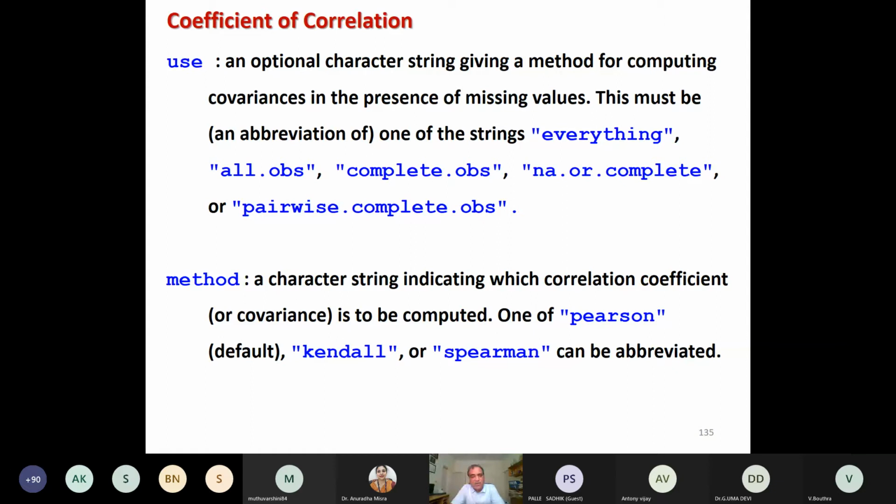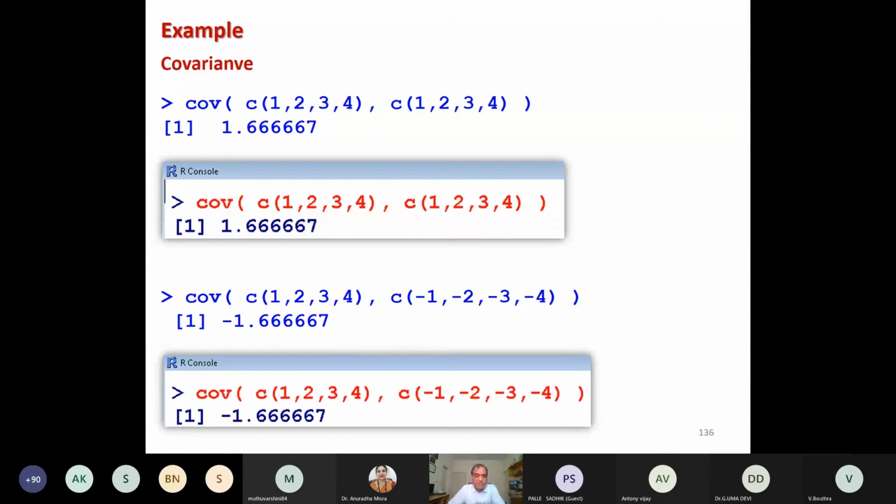And here I have given the details of how you can use it. I just want to show you a couple of things. For example, if you take two data sets, c(1,2,3,4) and c(1,2,3,4), and find their covariance, it will come out to be 1.66. And if you take one variable positive and another variable all negative, you can see the magnitude is the same, but the sign is now changed.